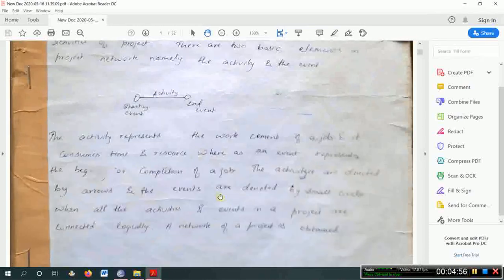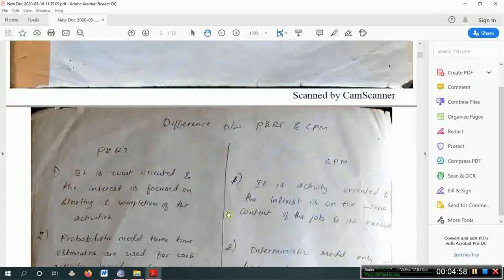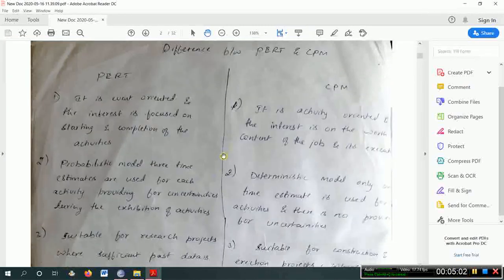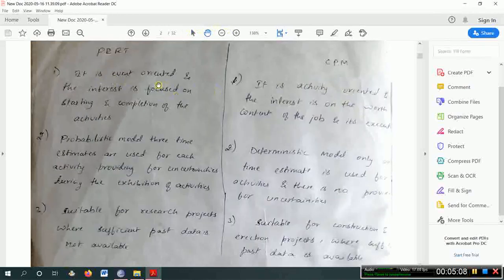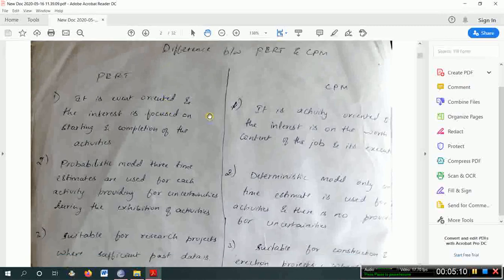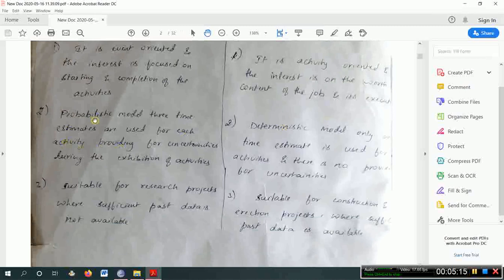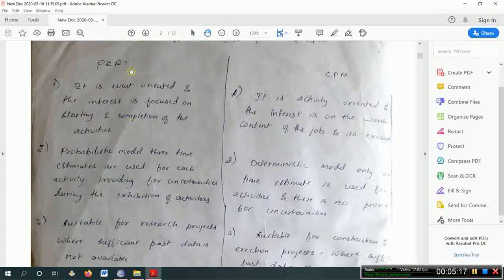So likewise, this is just an example. And next, the two techniques or methods here in management techniques, PERT and CPM, can be differentiated. PERT is event oriented, whereas CPM is activity oriented. And next, PERT is a probabilistic model.